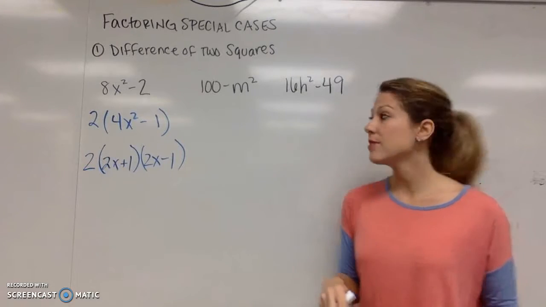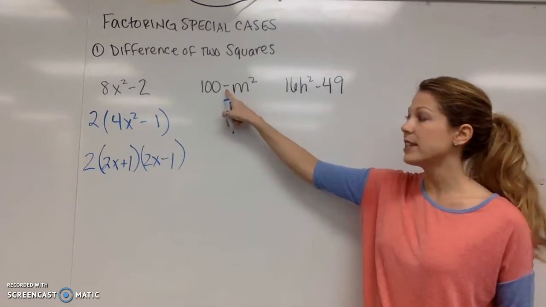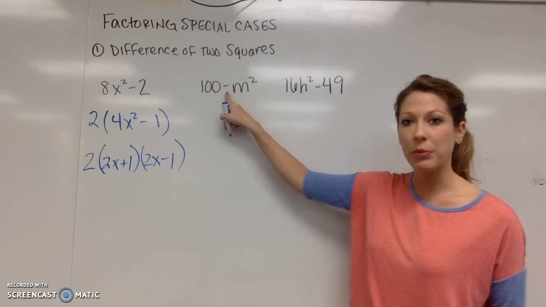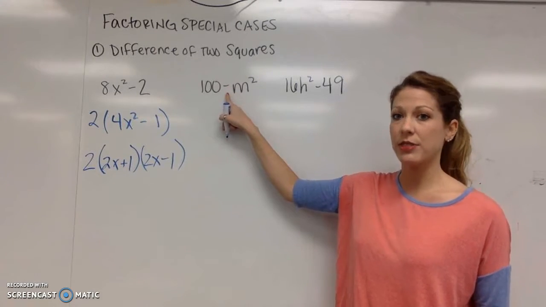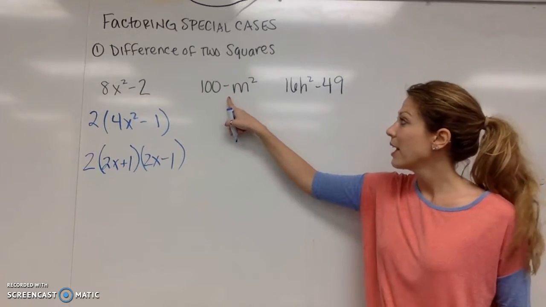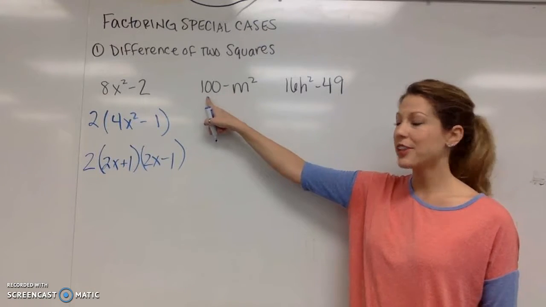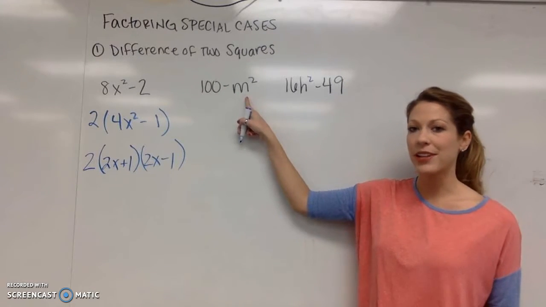All right, two more examples of that. So here we have 100 minus m squared. So it's still a difference, which is good. If there's ever a plus sign in between them, we can't factor those the same way. We would actually call that prime. It's not factorable. But we do have a difference, a subtraction sign. Square root of 100 is 10. Square root of m squared is just m.